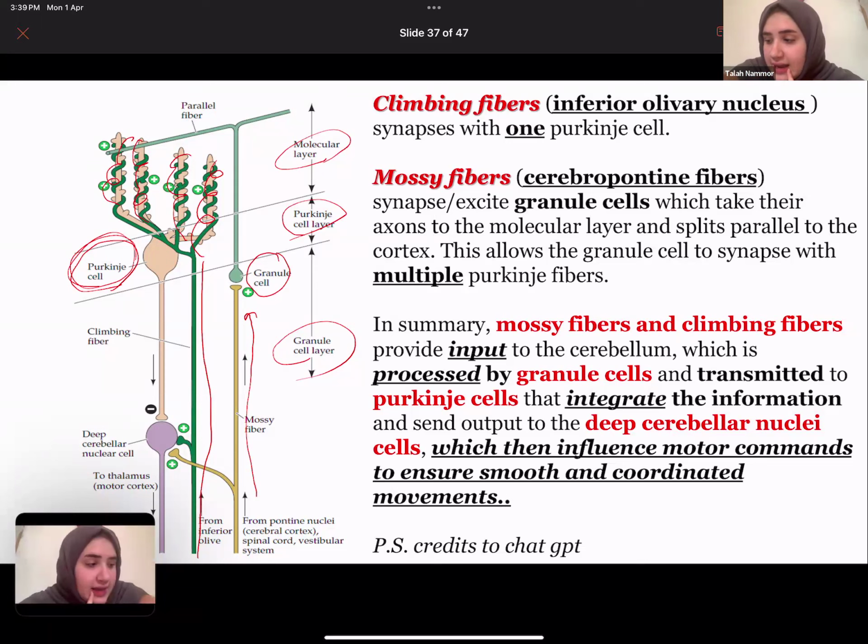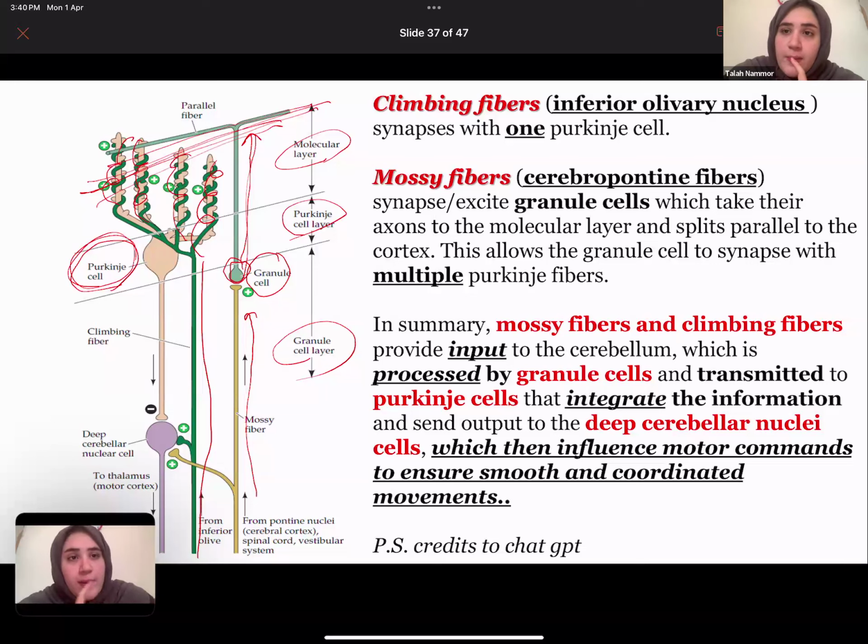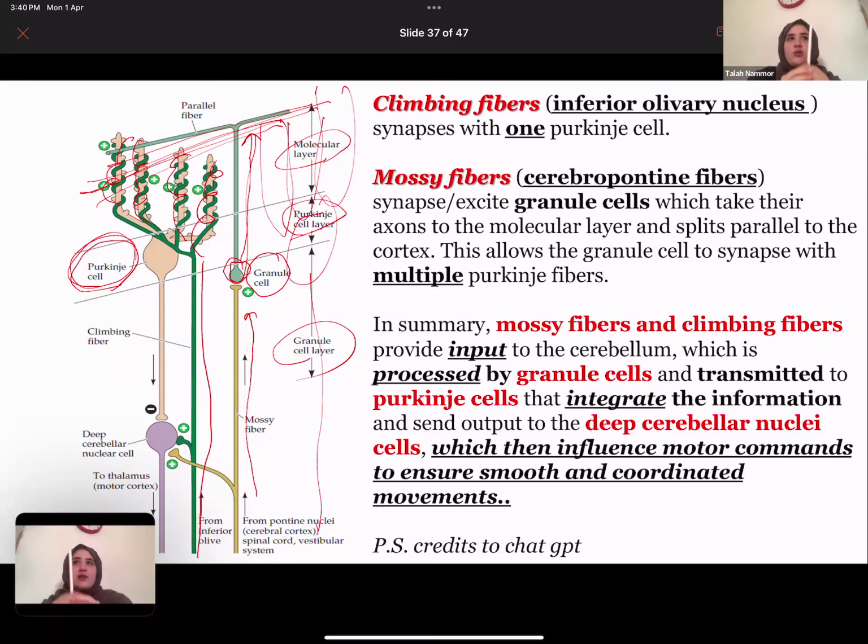Now, what will the granule cell do? You see here the cell body, and it sends axons that form parallel fibers. In the picture we have only one Purkinje cell, but since it's a parallel fiber, it communicates with other Purkinje cells too. So the mossy fiber and granule cell result in the formation of a lot of parallel fibers, and those parallel fibers synapse with multiple Purkinje cells. This is what you need to know.